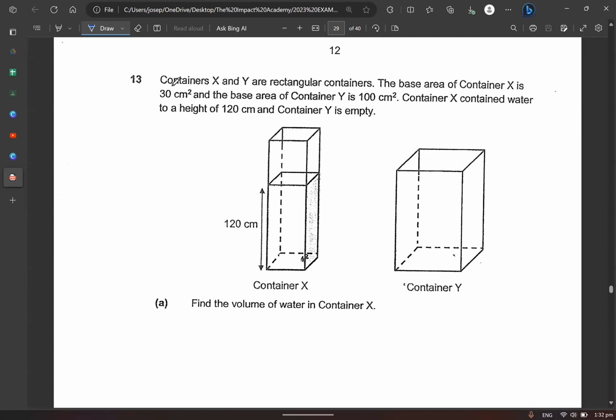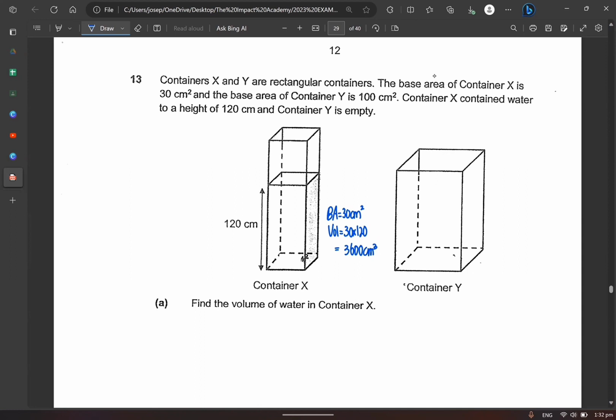Hi everyone, today we are looking at a question like this. Now, as you can see over here, it says that container X and Y are rectangular containers. So this is X, this is Y, and the base area of container X is 30 cm. So we want to quickly write down that the base area is 30 centimeters square. And because of that, we know that the volume will then be 30 times 120. That gives me 3,600 centimeter cube. So this is for X.